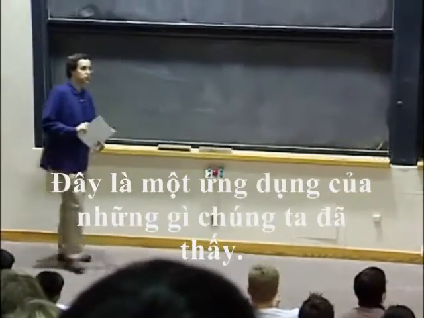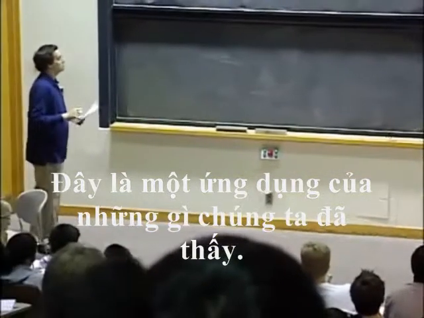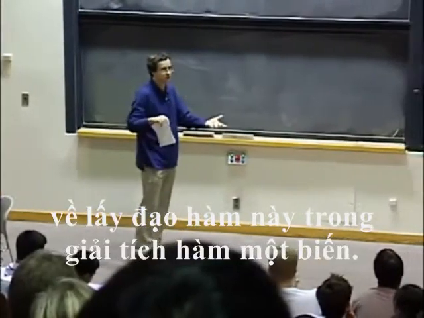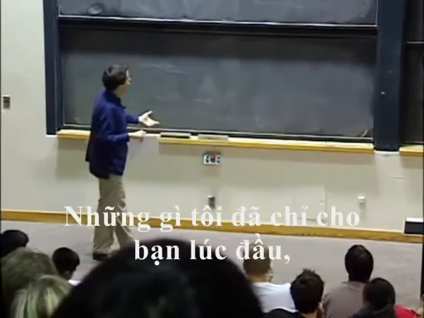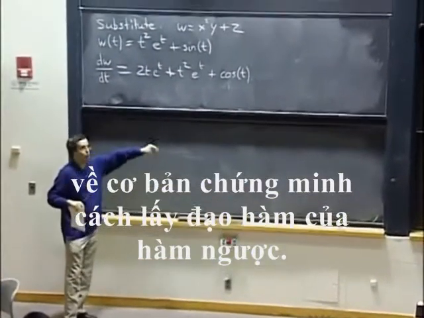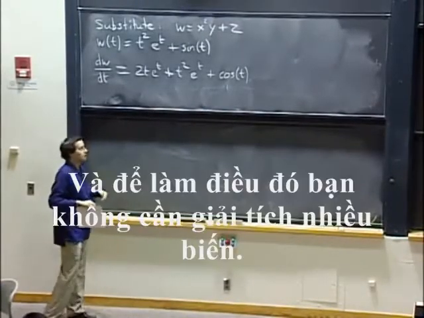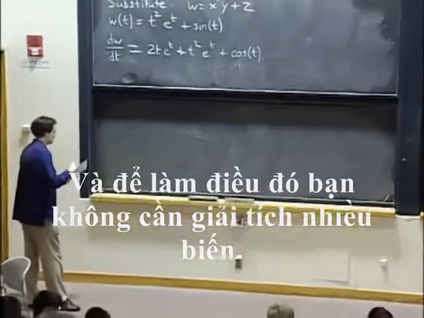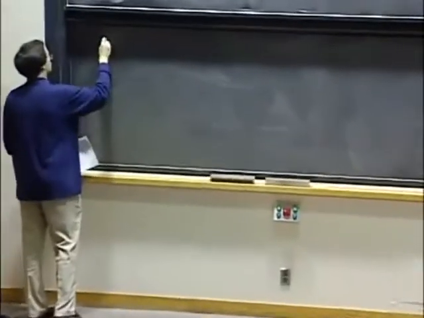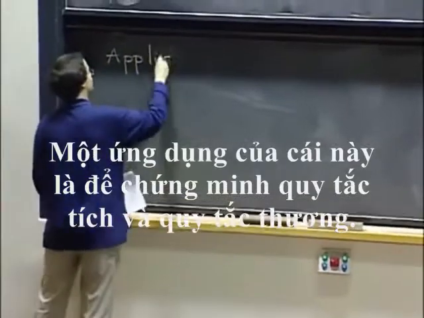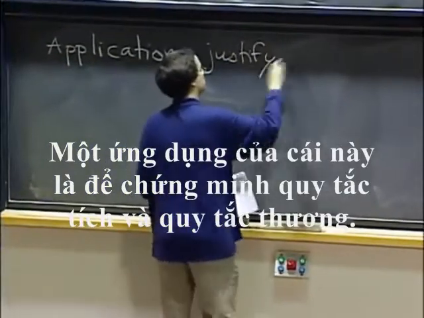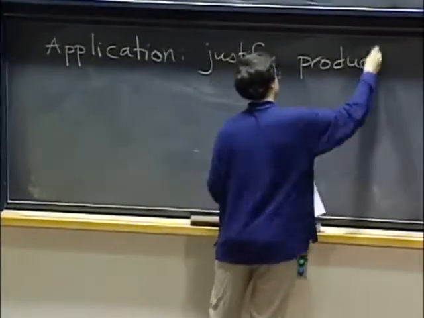So let's see, here's an application of what we've seen. So let's say that you want to understand all these rules about taking derivatives in single variable calculus. So what I showed you at the beginning and then erased basically justifies how to take the derivative of a reciprocal function. And for that you didn't need multivariable calculus. But let's try to justify the product rule, for example, for the derivative. So an application of this actually is to justify the product and quotient rules.